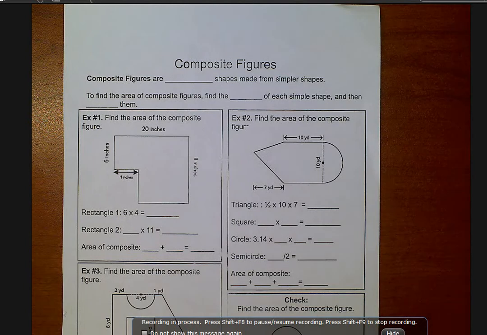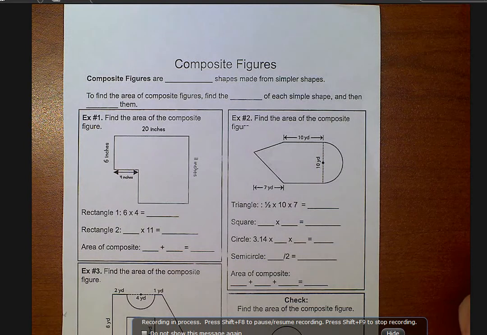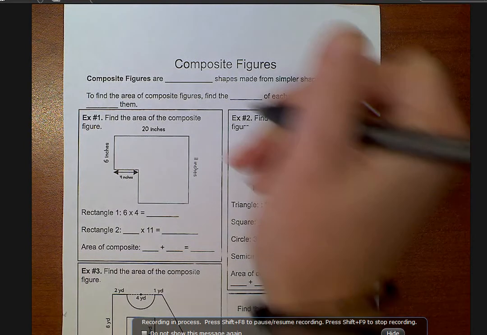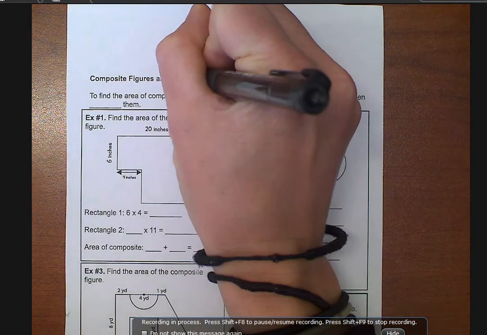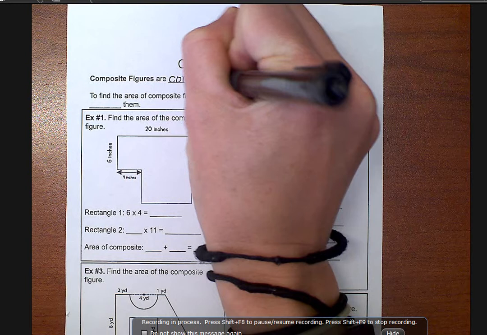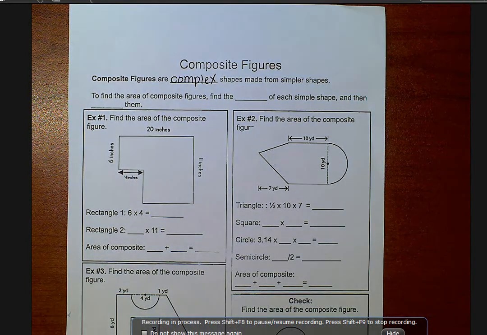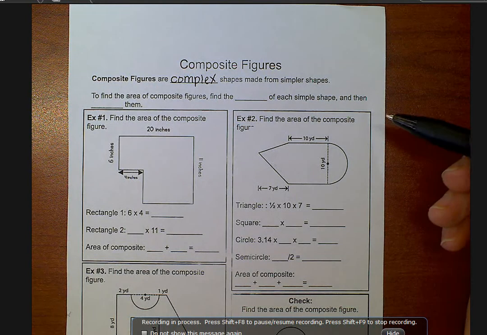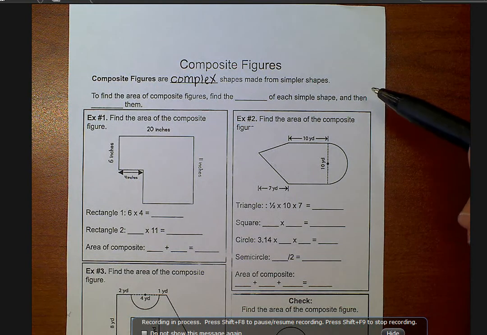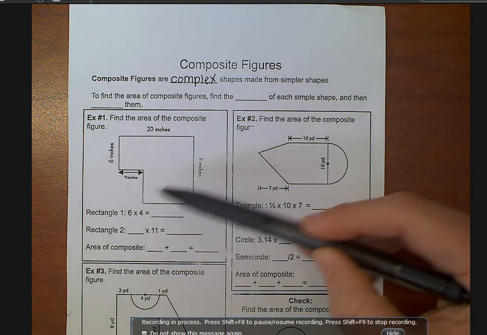Today we're talking about composite figures. Composite figures are complex shapes made from simpler shapes. So you don't have specific area formulas for these, but since you have already memorized all of your area formulas, you should be able to use them to find the area of these more complex shapes.